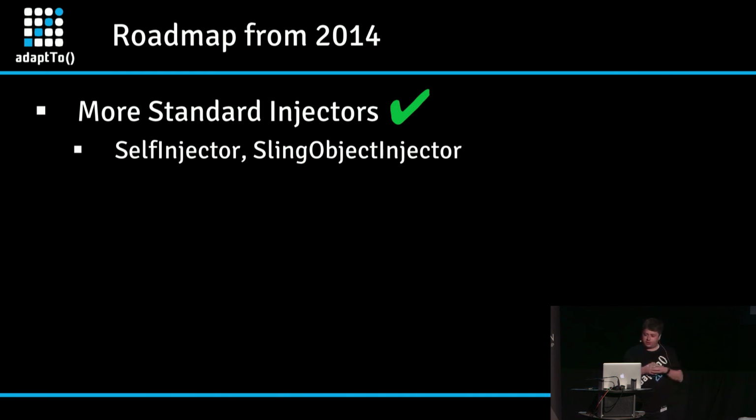So since 2014, the Sling Models framework has evolved in a few ways. In that initial talk, I laid out a roadmap for what I thought was the 6 months, a year ahead. Took a little bit longer than that. So the first thing was more standard injectors, and we got that. We have the self injector, which is fairly trivial, and then the Sling object injector for things like the resource resolver and other Sling domain classes.